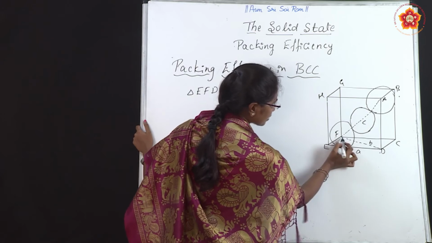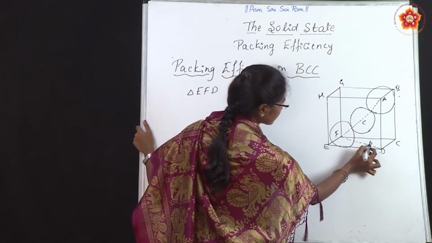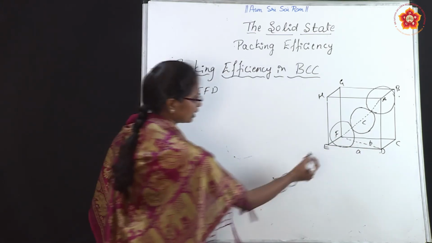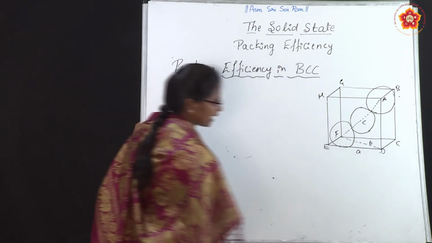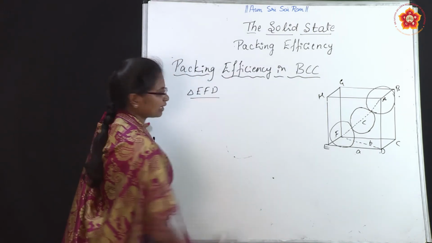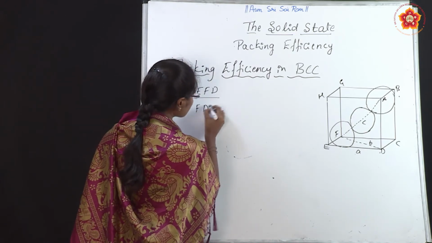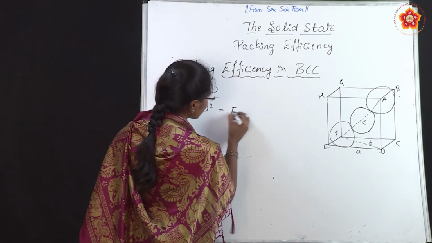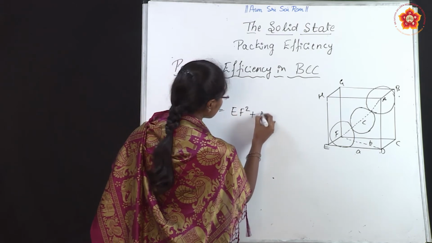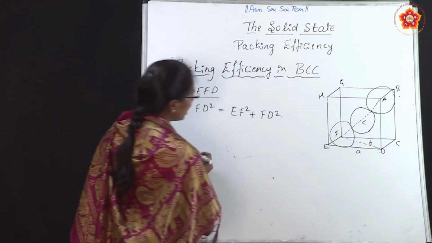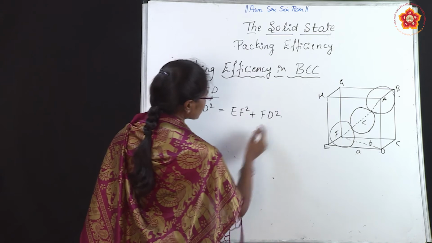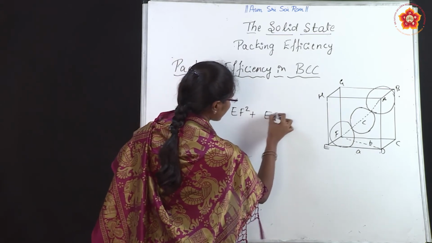EFD. Okay. So the diagonal, that length is B here. And here the edge length is A. So in triangle EFD, just apply the Pythagoras formula here, that is FD square is equal to EF square plus ED square.